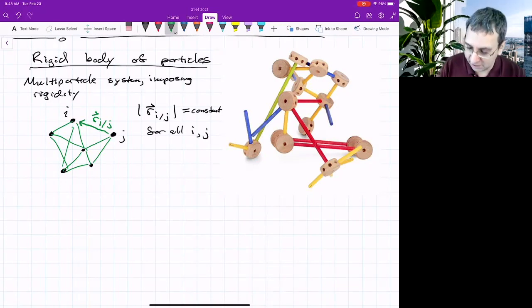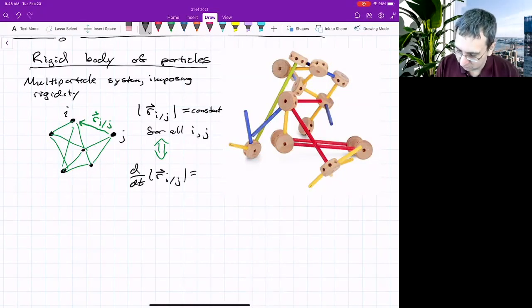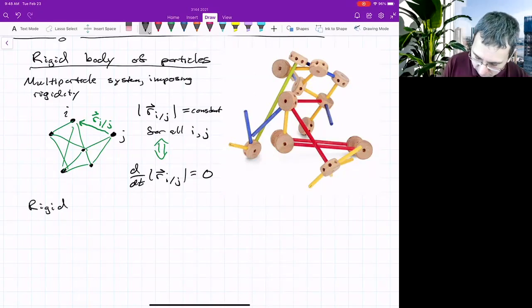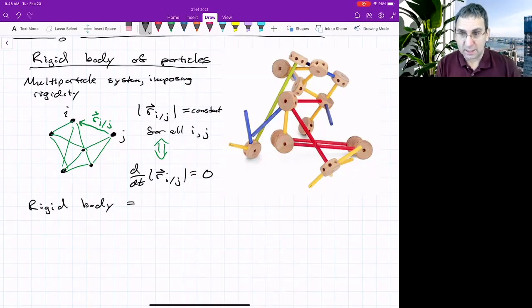So a rigid body, and this is equivalent to saying that the time rate of change is equal to 0. If the magnitude of a vector is constant, then the time derivative of the magnitude of that vector equals 0. So by rigid body, we mean a collection of particles constrained to be motionless relative to one another.